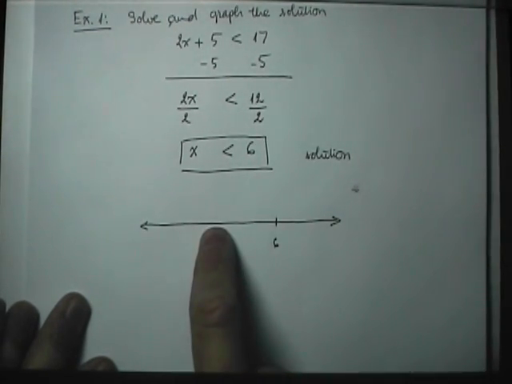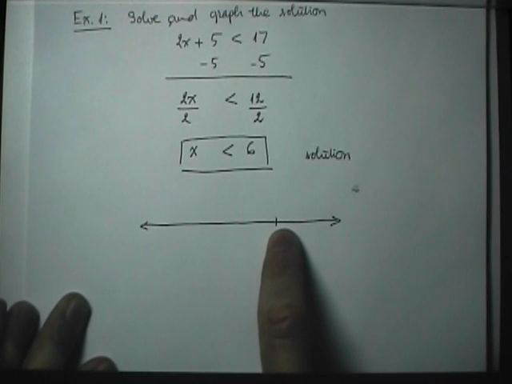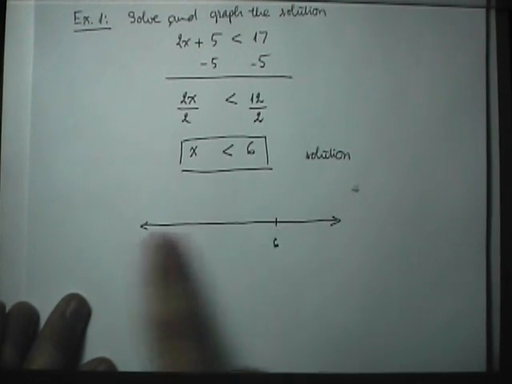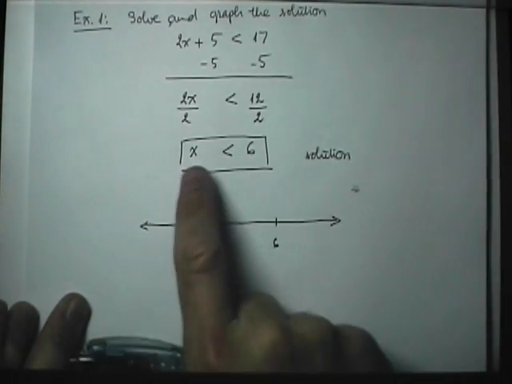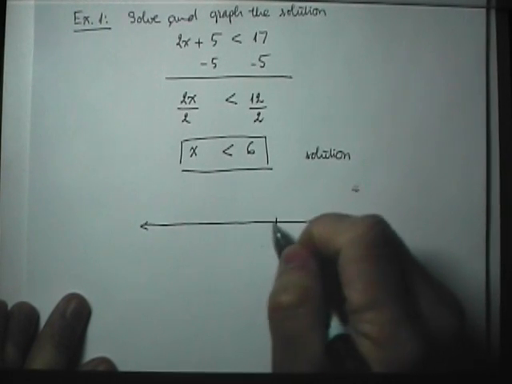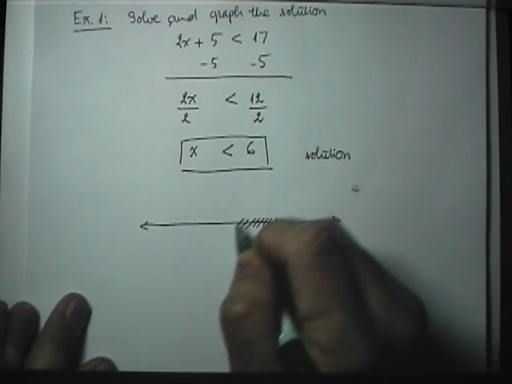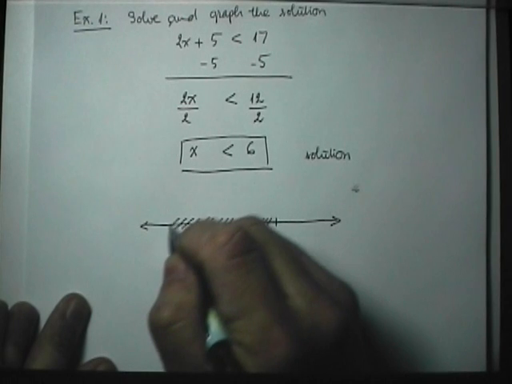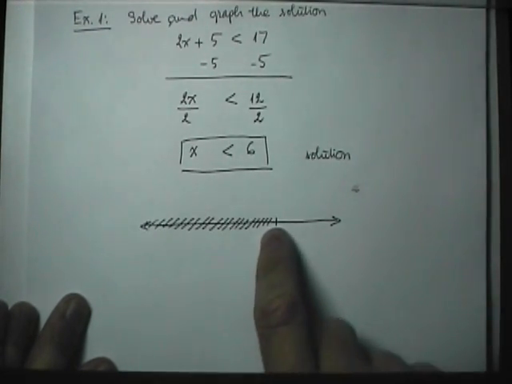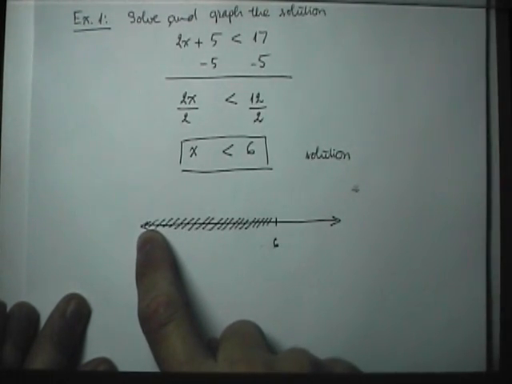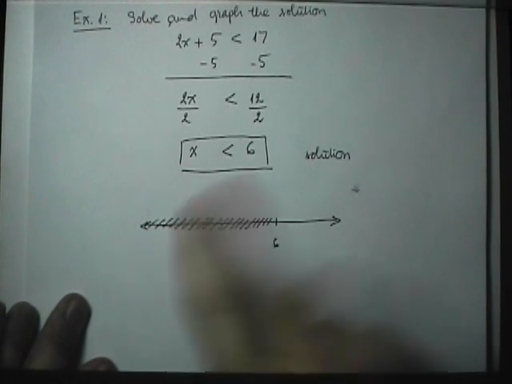You can choose it here, it doesn't matter. It's just that 6 is one value on the line. Now, x is less than 6, so I'm taking all of those, right? Any values to the left side of 6 are possible. So I'm shading all of that domain to the left side of 6.